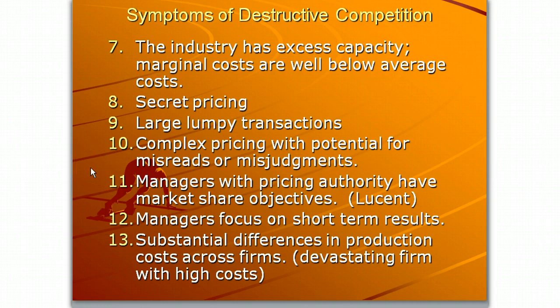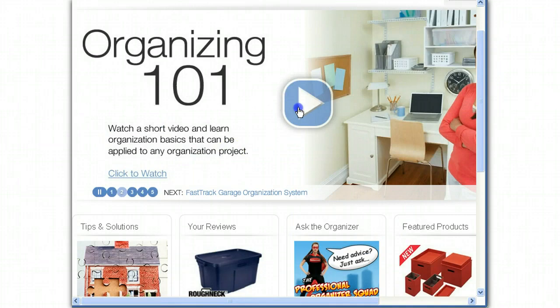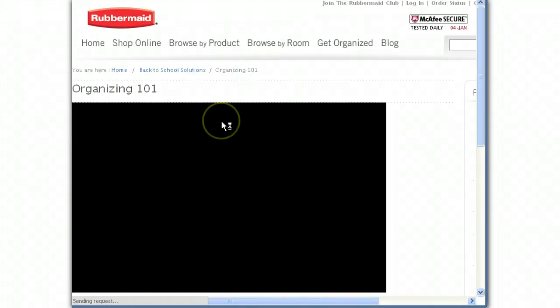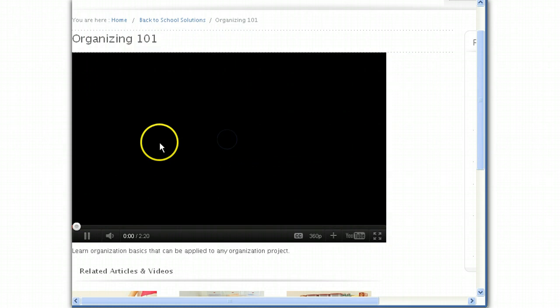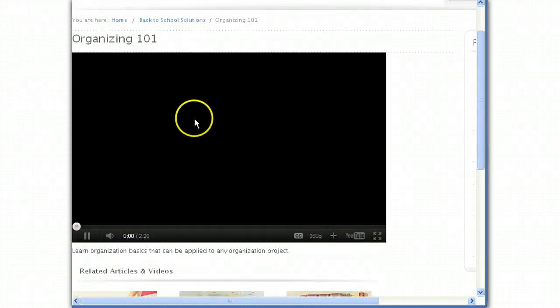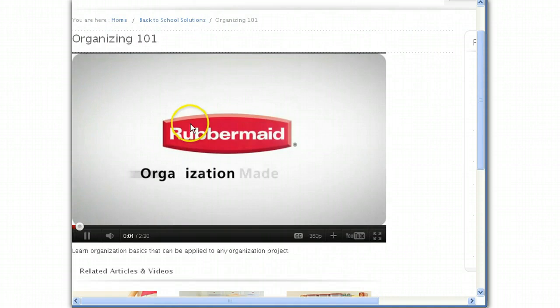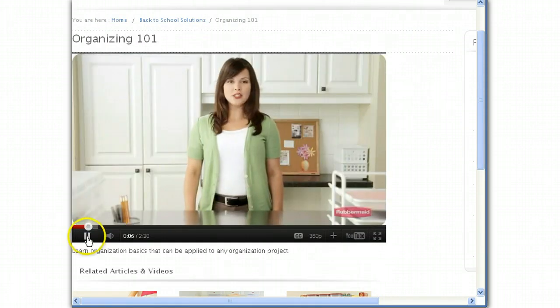There was a famous example a few years ago with Rubbermaid, and here's the Rubbermaid website. They had relied pretty heavily on Walmart to sell a good deal of their products.